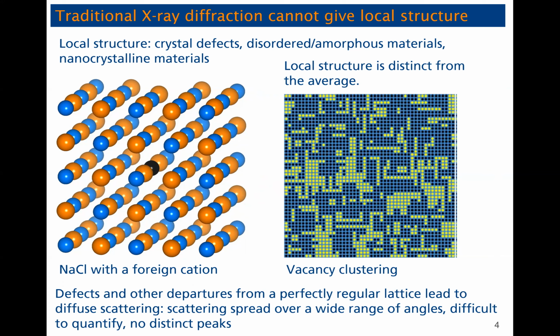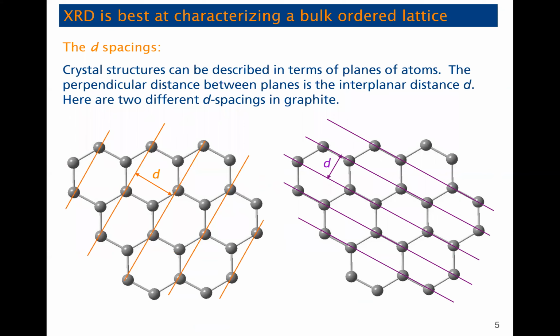There are other techniques to look at amorphous things, for example. But X-ray diffraction, or XRD, is best at characterizing a bulk ordered lattice. So I'll use the example of graphite again. One thing that describes the symmetry of a crystal structure is the d-spacing between different atom planes.